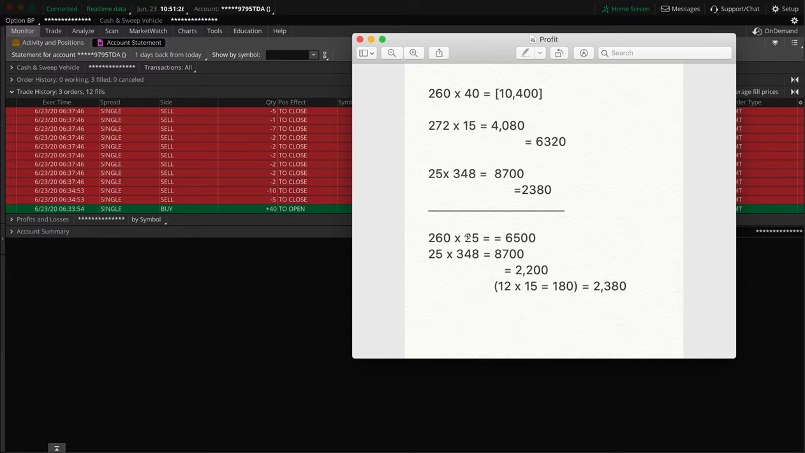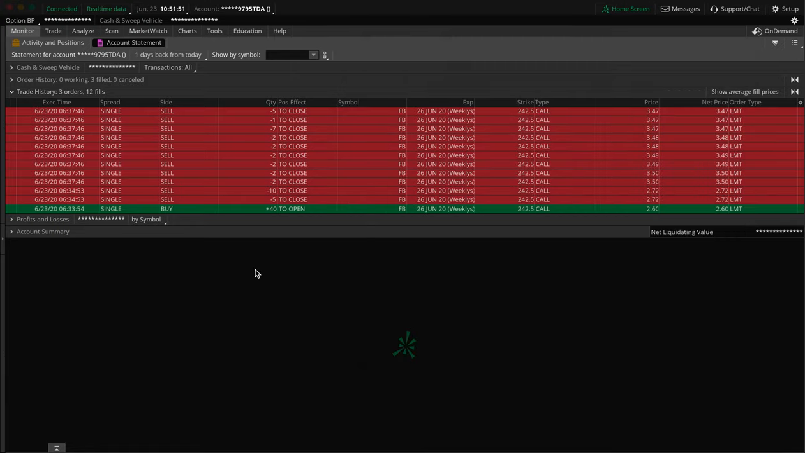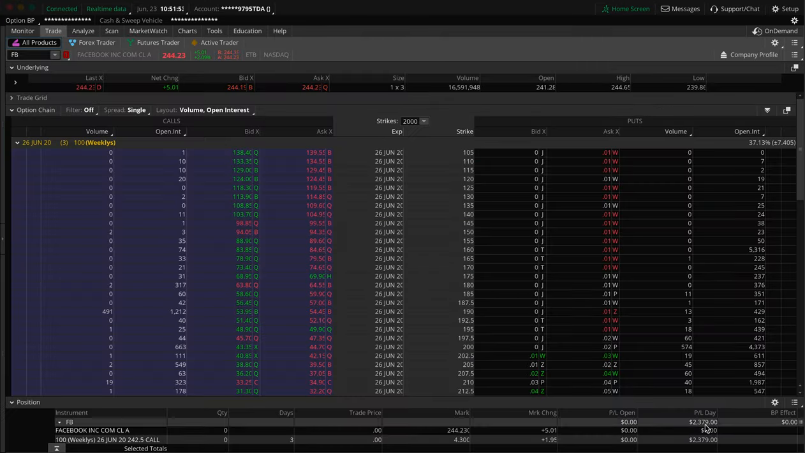And below here is the calculation that I initially did for you guys. I said, okay, cool, we had 25 contracts at $260. This is how much it equals. We sold 25 contracts at $348, this is how much it equals. Subtract them, that's the $2,200. And then just in case anybody wants to get all bent out of shape about those 12 contracts, remember we had a $12 profit on those. We had 15 of them. So 12 times 15 is $180. $180 plus $2,200, that's where you get the $2,380 right there.